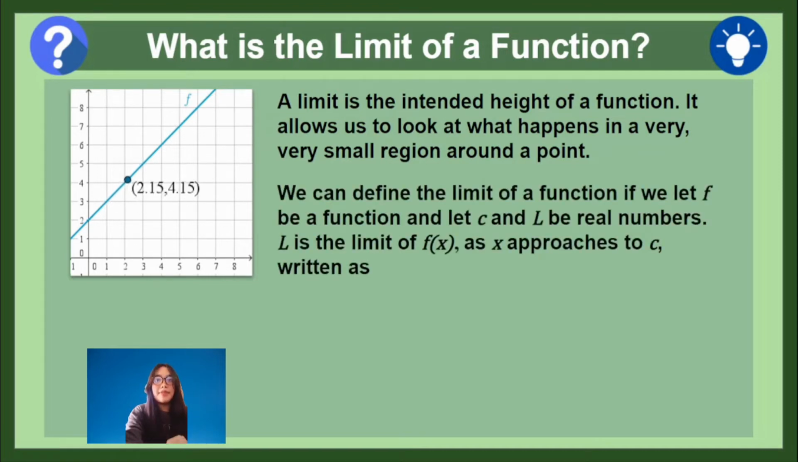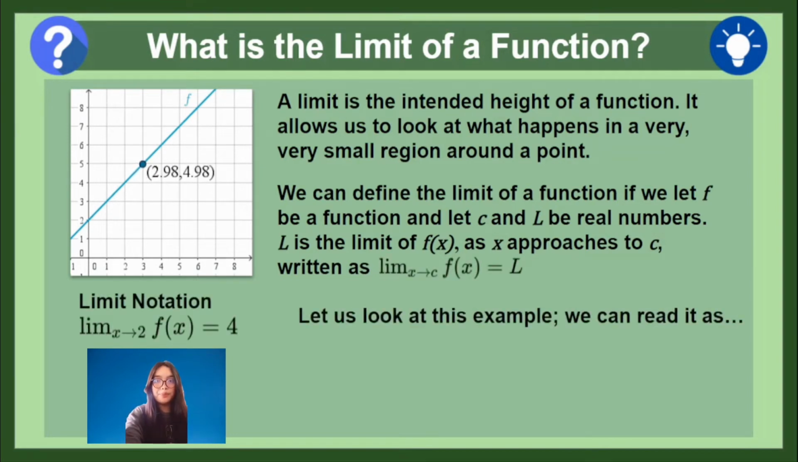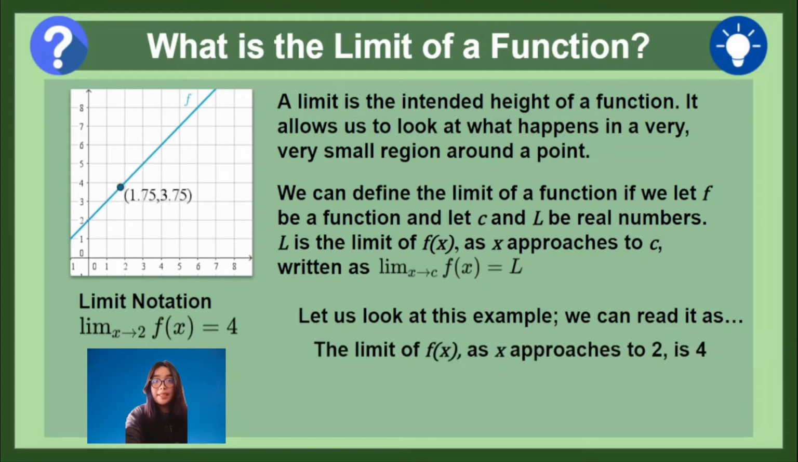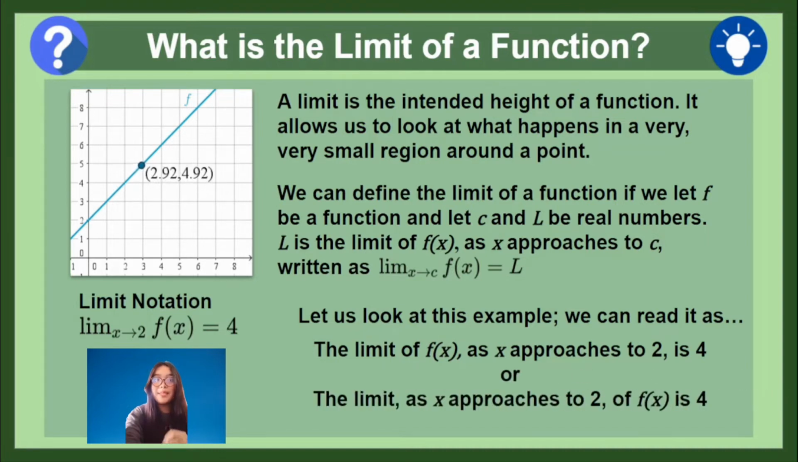We can define the limit of a function if we let f be a function and let c and L be real numbers. L is the limit of f(x) as x approaches c. With that, it can be written this way. Now, let us look at this example. We can read it as the limit of f(x) as x approaches 2 is 4, or the limit as x approaches 2 of f(x) is 4.